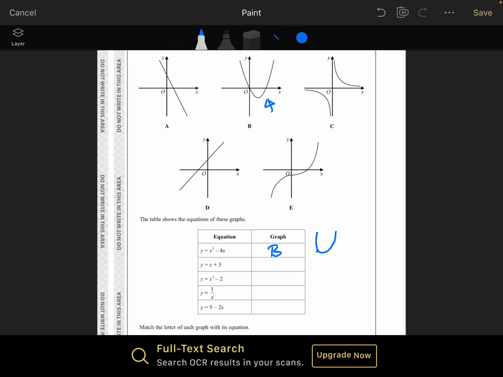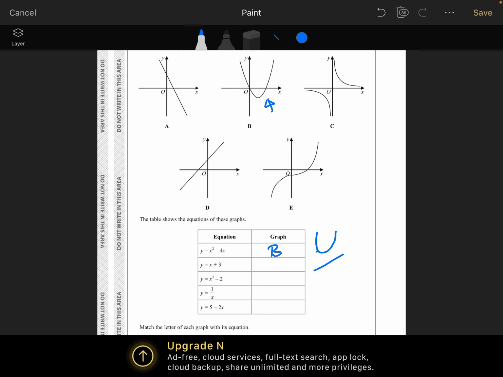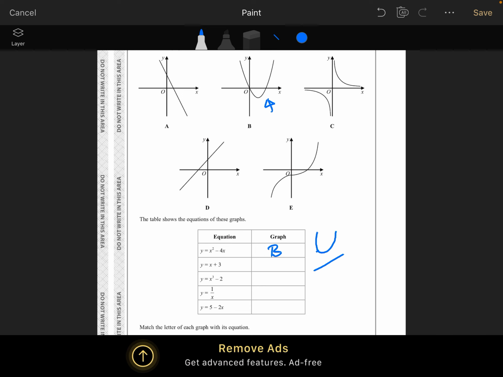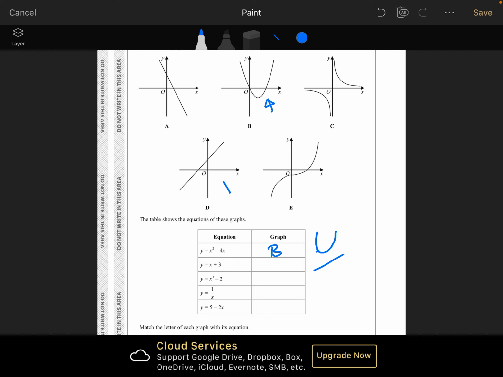Y equals x plus 3. Well, y equals x would look like that on the axes, and plus 3 would just shift this up. It's got a positive gradient. There's only one straight line graph with a positive gradient, and that's this one. So that one is D.